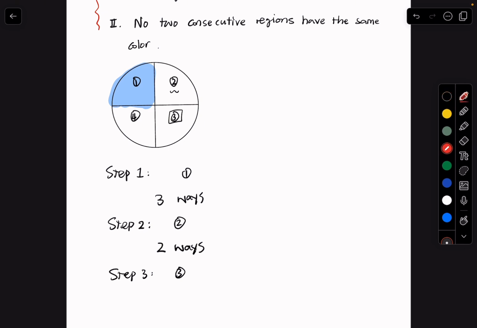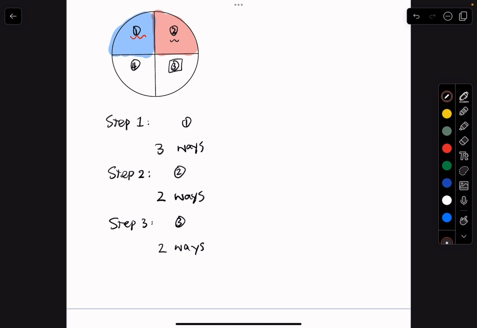Same thing here for region 3, it cannot be the same color as my second region. Which means if the second region is colored red, that's just for example, then for the third region, I cannot use red again. So that means for the third region, I'm also going to have 2 ways here. Okay, and let's look at the last step, step 4, in which we're going to color the last region, region 4.